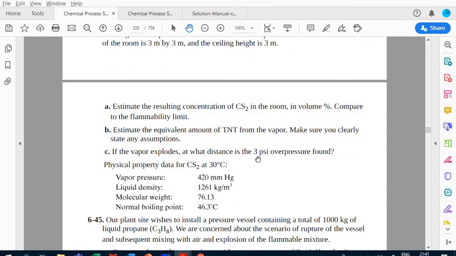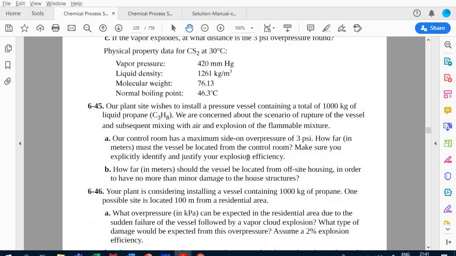If the vapor explodes, at what distance is the 3 psi overpressure found? And you're going to find that 3 psi is very large, is dangerous, and then you're going to find at what distance, which is the R value. If you find the R value, imagine that person sitting there. How dangerous is that going to be for that person? Is it going to be dangerous or not? Find out. Okay, so that was for 644. So you'll try to solve that by yourself.